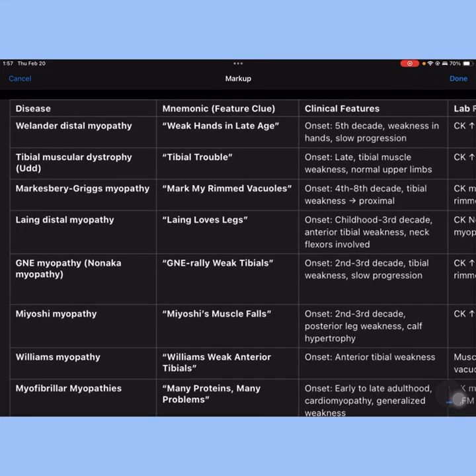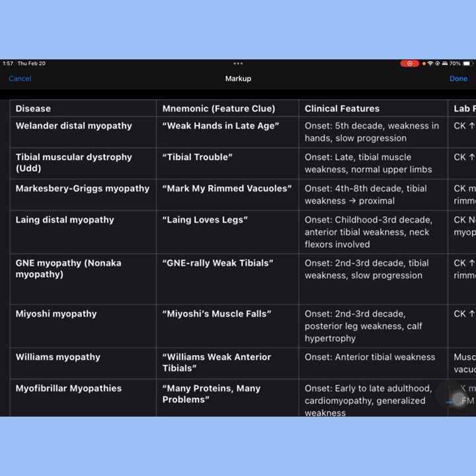Okay, so today we'll be discussing some of the distal myopathies. Coming straight to the diseases, we've got Welander distal myopathy, tibial muscular dystrophy, Markesbery-Griggs myopathy, Laing distal myopathy, GNE myopathy, Miyoshi myopathy, Williams myopathy, and myofibrillar myopathies.